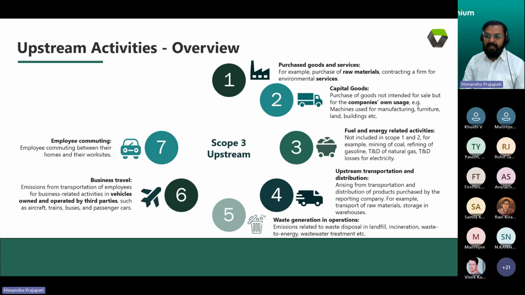Employee commuting by default comes under scope 3 upstream. So employee commuting between the home and the work sites.